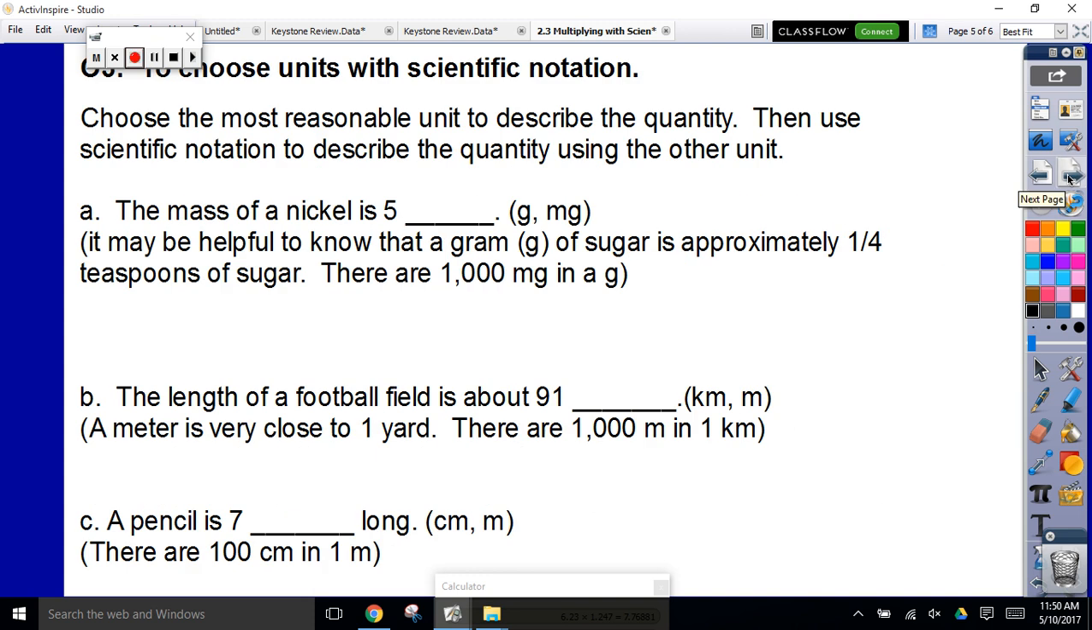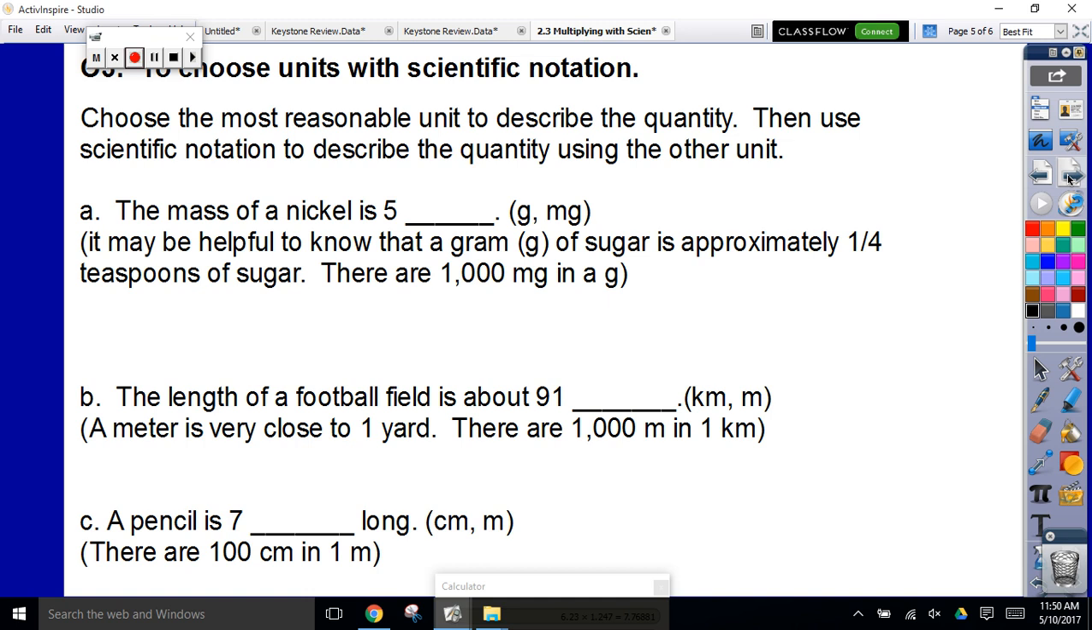Okay, last thing is choosing units with scientific notation. You'll have a lot of problems like this. Choose the most reasonable unit to describe the quantity. Then the fun part, we're going to use scientific notation to describe the quantity using the other unit. Okay, part A says the mass of a nickel is 5, and you have to decide if it's 5 grams or 5 milligrams. Now, we don't weigh ourselves using grams and milligrams. We're used to pounds and ounces.